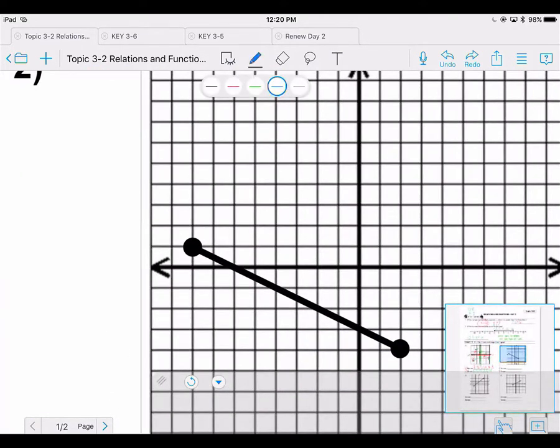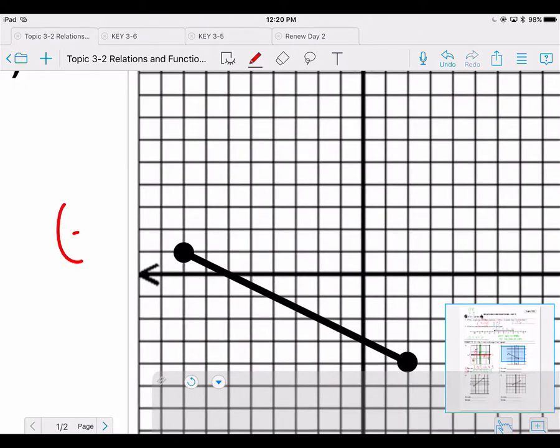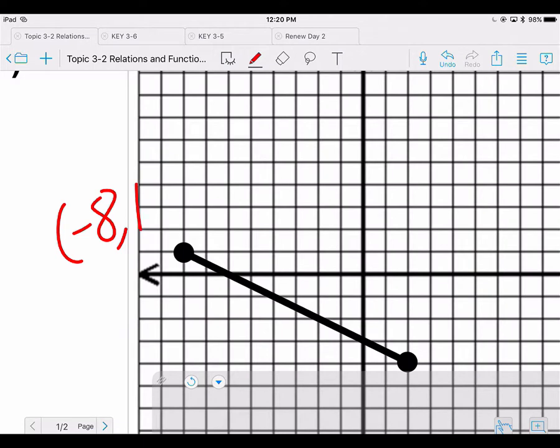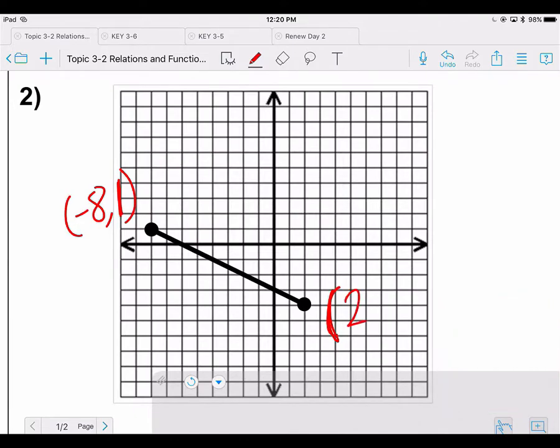So what I'm going to do is write out my points. This is the point -8, 1 because I go to the left 8 and up 1 on the y's. And over here, this is the point 2, -4 because I go 2 to the right and then down 4.